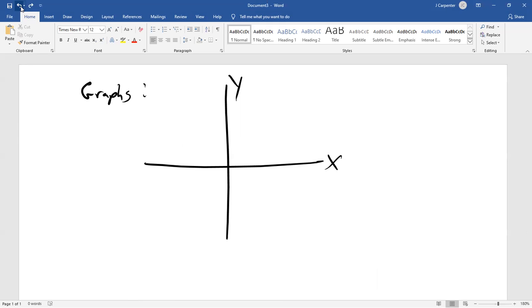So x-axis horizontal, y-axis vertical. If you wanted to plot the point, let's say (3, 5), the first number is how far left or right. The second number is how far up or down. We have our negatives to the left, our positives to the right, negatives below, positives above. So (3, 5) is just going right 3 and up 5. I don't have to label every hash mark on an axis. If that's a 5 and I see 5 marks, I know they're going 1, 2, 3, 4, 5.